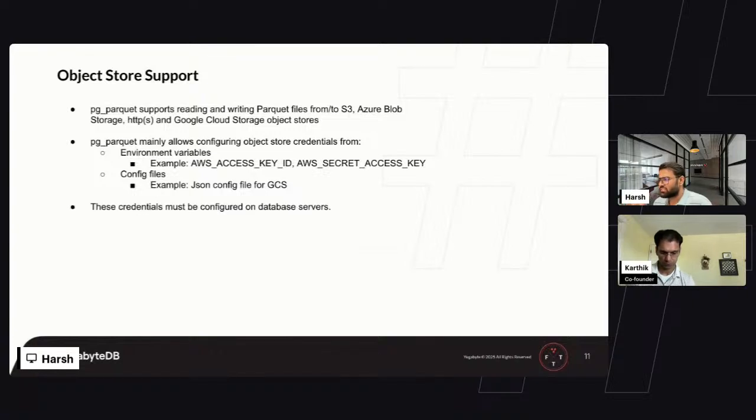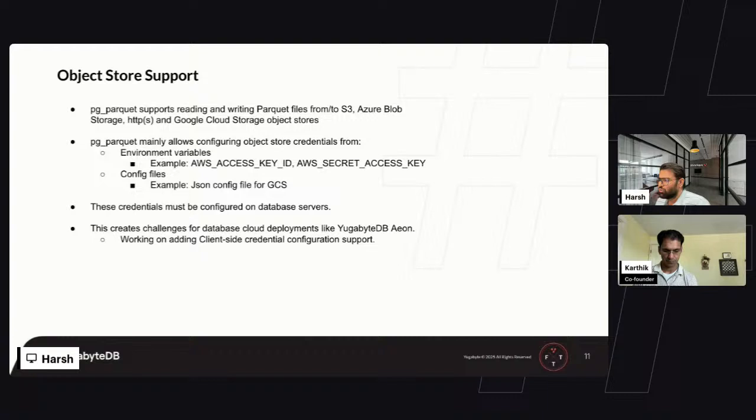These credentials have to be configured on the database servers themselves. This creates a bit of a challenge for database cloud deployments like YugabyteDB Aeon. To overcome this challenge, we are currently working on adding client-side credential configuration support. Once that is done, we won't have this challenge. We are also planning to add this support to the upstream extension itself. In fact, I've already raised the PR and we are in conversation with the PG Parquet team, so that other users can also make use of it.